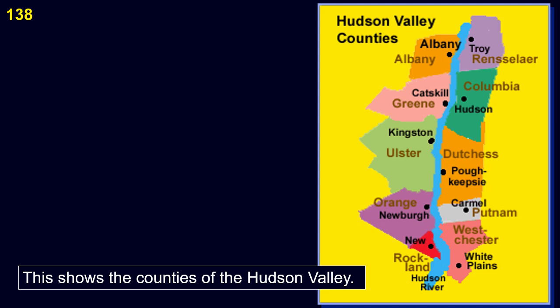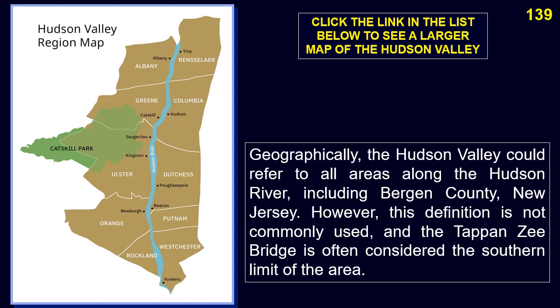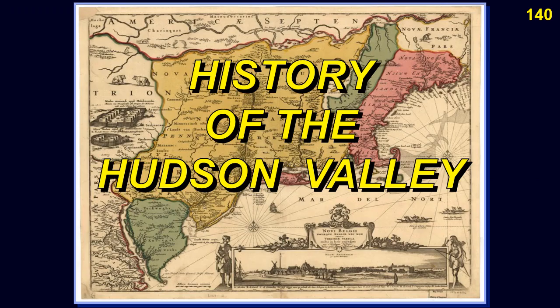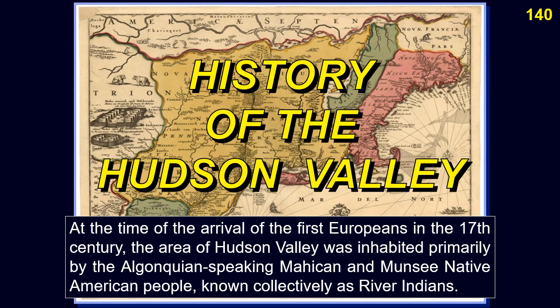Geographically, the Hudson Valley could refer to all areas along the Hudson River, including Bergen County, New Jersey. However, this definition is not commonly used, and the Tappan Zee Bridge is often considered the southern limit of the area. At the time of the arrival of the first Europeans in the 17th century, the area of Hudson Valley was inhabited primarily by the Algonquin-speaking Mohican and Munsee Native American people, known collectively as River Indians.